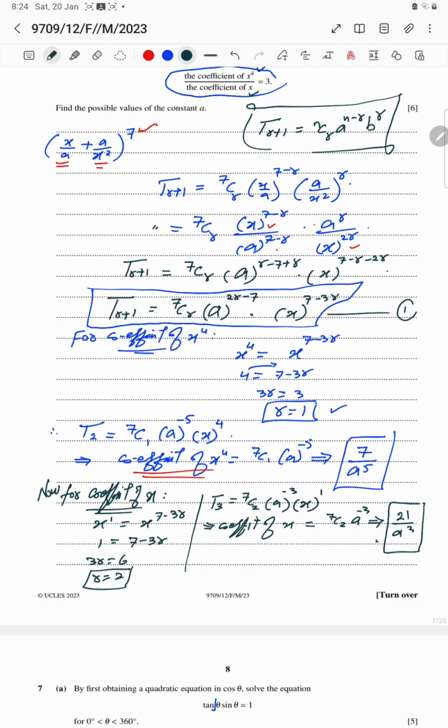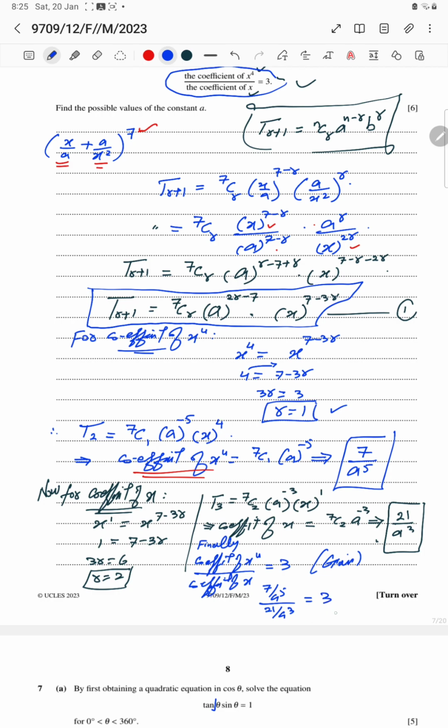Now you need to substitute these values in the question. It means the ratio of these two. I can write with this pen, the blue one. It means finally the coefficient of x^4 to the coefficient of x, that is given to be 3. It is given. So substitute the values. It becomes 7 by a^5 divided by 21 by a^3 equal to 3.